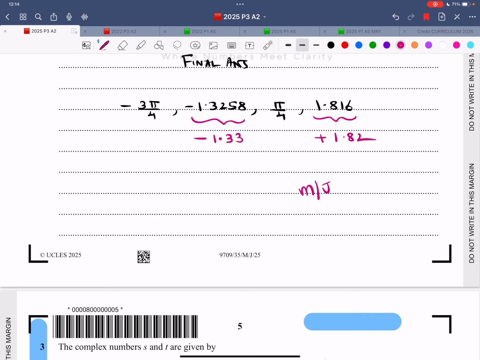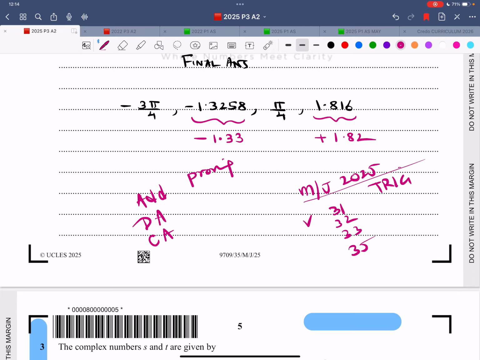That is May, June 2025, variant 31, 32, 33, 35. All the questions related to trigonometry, whether it's the addition formula, the double angle formula, the compound angle formula, proving identities, or using identities and solving equations, everything is taken care of.